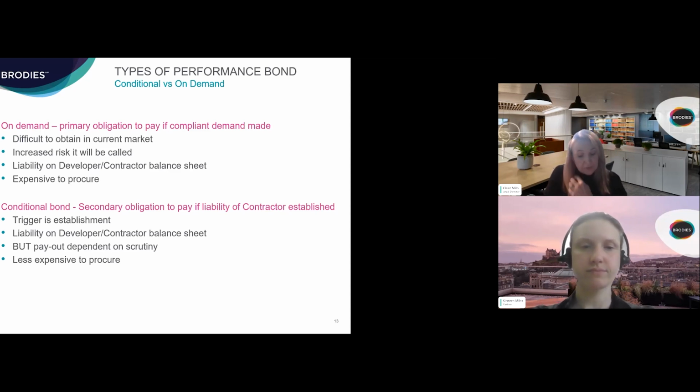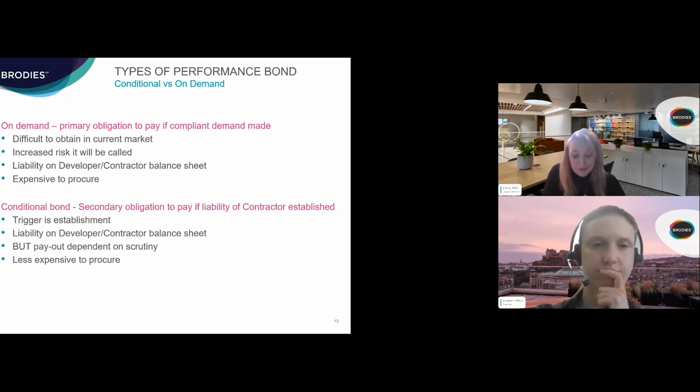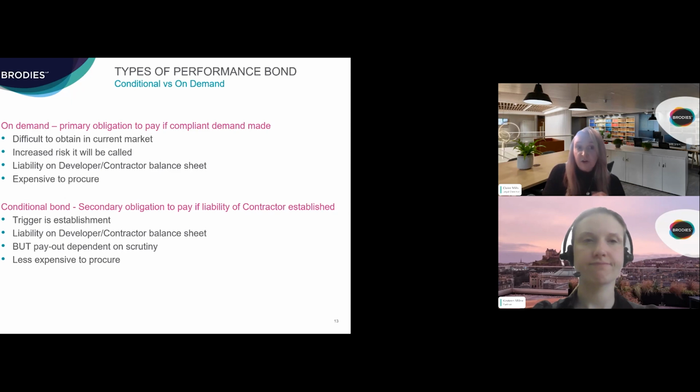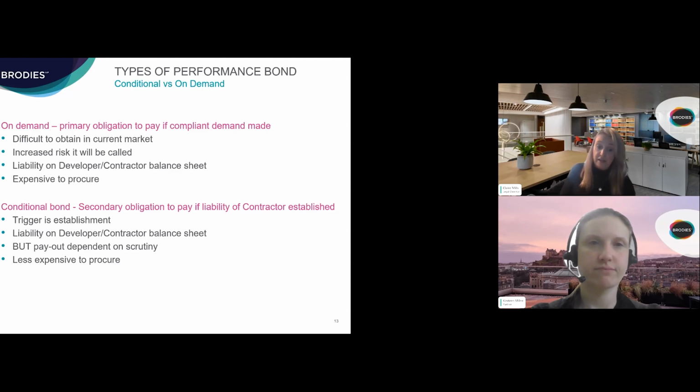Conditional bonds, such as the Association of British Insurers, that's the ABI model form of bond, oblige the surety or the guarantor who's granted the bond to reimburse the RSL, provided certain conditions have been met. Usually these conditions would be the developer's insolvency or breach of contract. However, in order to call upon the bond, the RSL has to first establish default by the developer, in this case, default of the development agreement, and also ascertain what its losses are as a result of that.